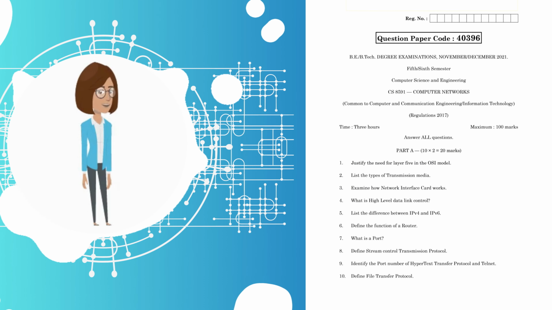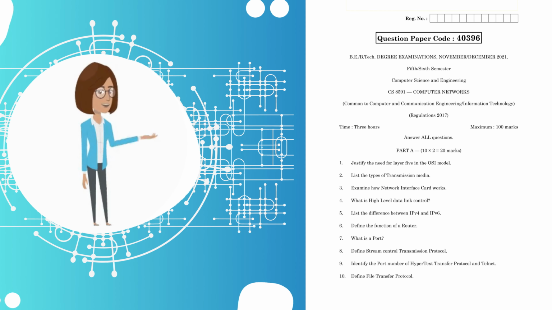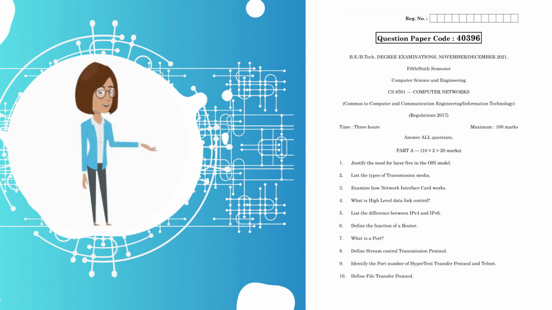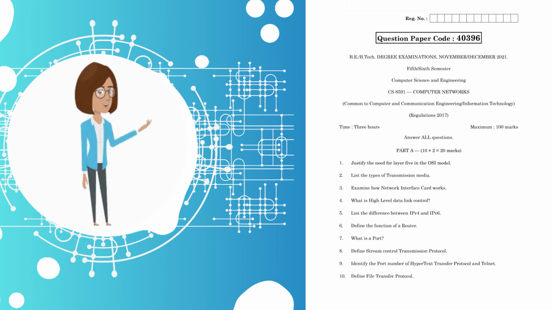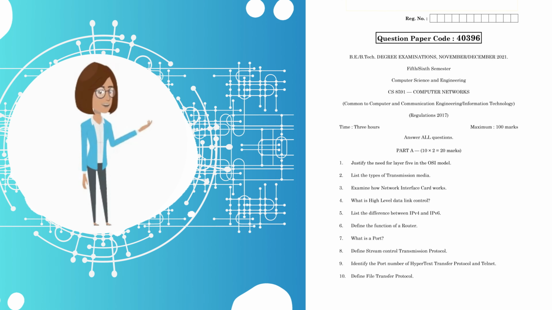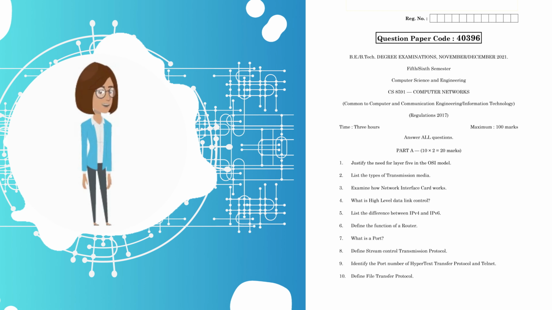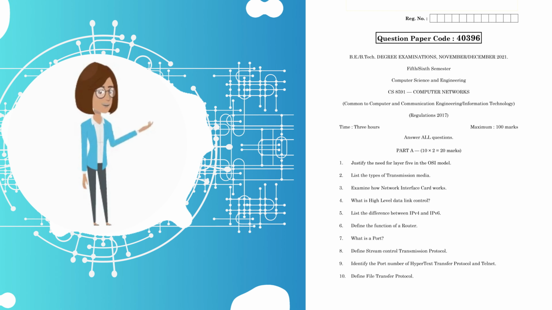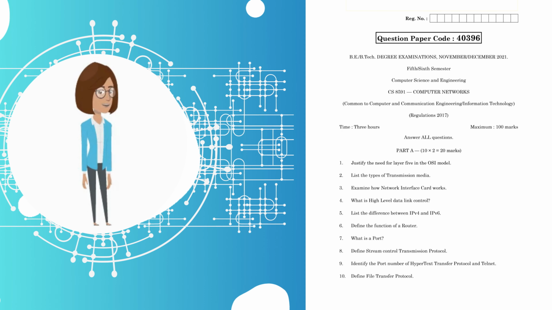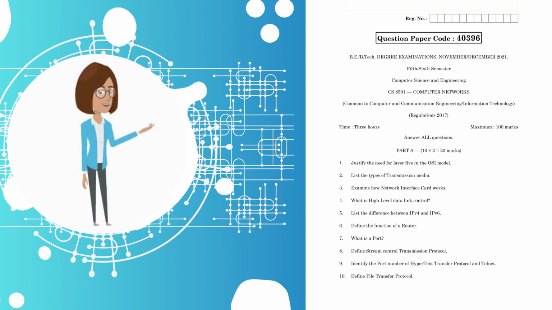Third, let's see November/December 2021 question paper common to computer and communication engineering/information technology. 2 mark. Part A. 1. Justify the need for Layer 5 in the OSI model. 2. List the types of transmission media. 3. Examine how network interface card works. 4. What is high-level data link control?